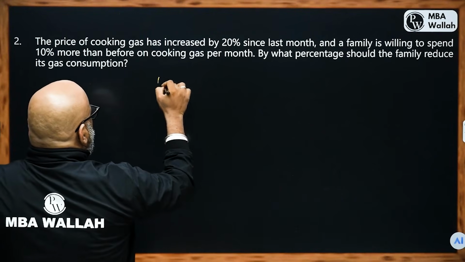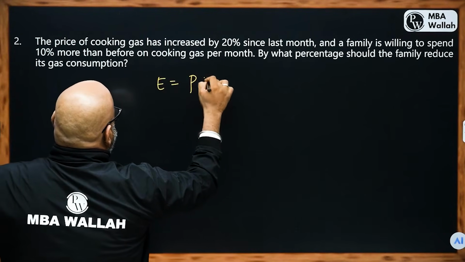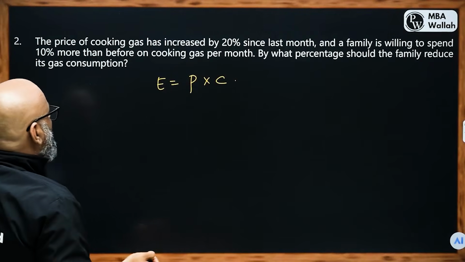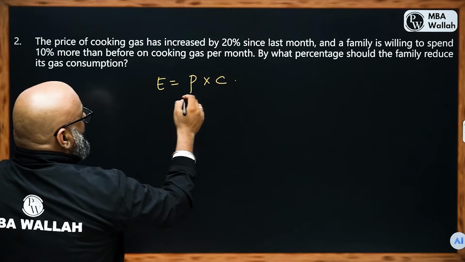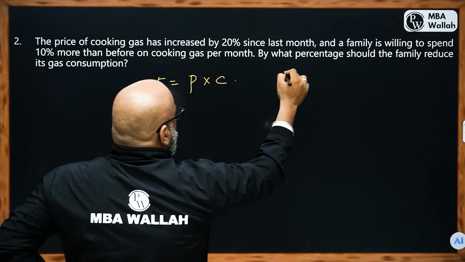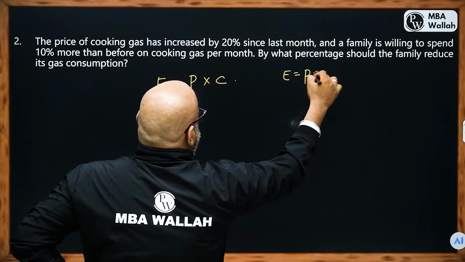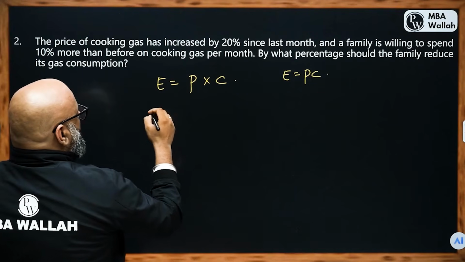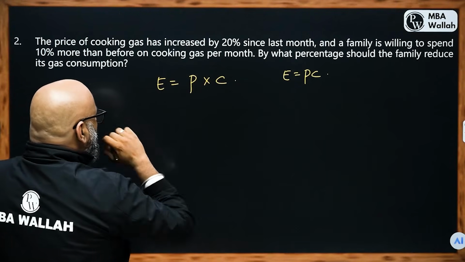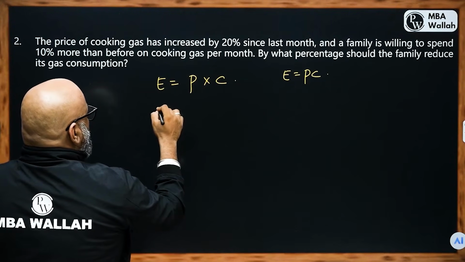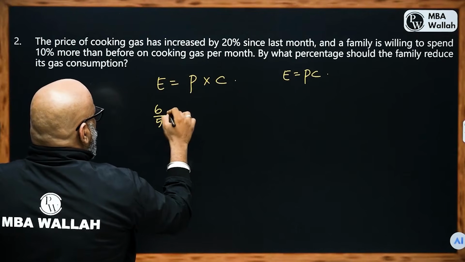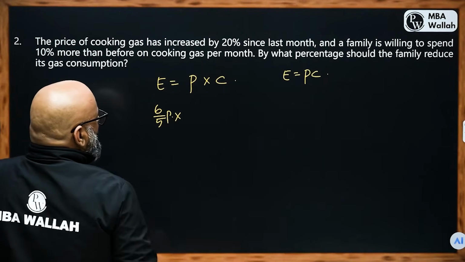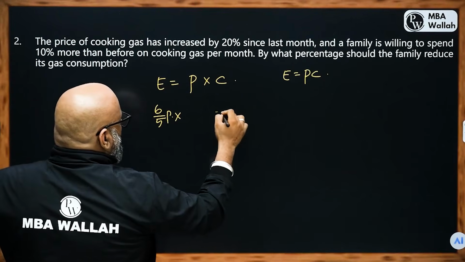So here in this case, my expenditure will be price into consumption as usual. But the moment I see there is a 20% increase, I'm going to say E is equal to PC. The moment I say there is a 20% increase in my price, we can write it as 6/5 times P into my consumption. I'm not sure what it is.